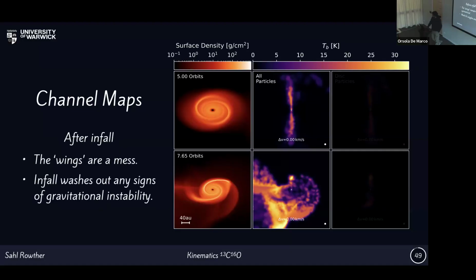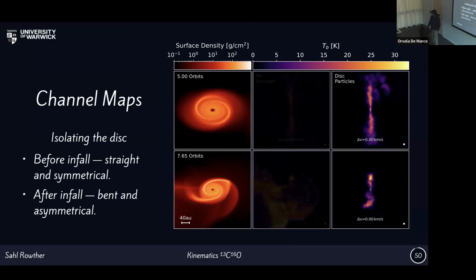So we also calculate the channel maps using just the disk particles to get a better idea of what's happening to the disk after infall. And you can see now that the emission from the disk is not symmetric anymore. It's a bit bent, and the brightness in that window is also asymmetric, sort of like what is seen in observations as well.